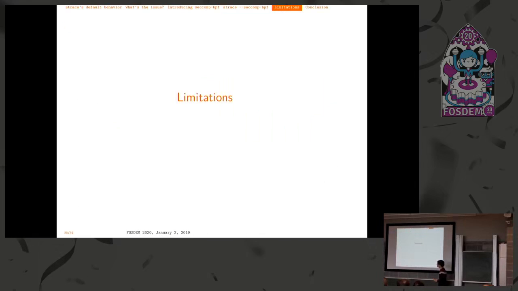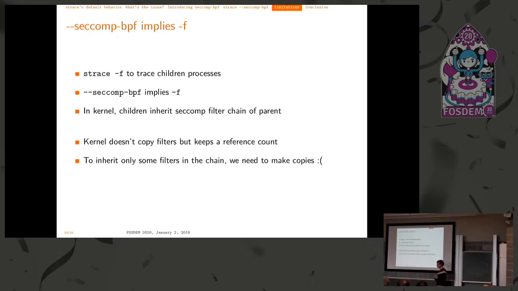Okay, some limitations of this option. The first limitation, which Dimitri already mentioned, is that seccomp BPF implies -f. So strace -f means that you're going to trace all of the children of your traced process when they fork, when they clone. The reason for that is that in the kernel, the children inherit a seccomp filter chain of programs from their parents. And the way they do this in the kernel is that they simply give a reference to the beginning of the chain to the children. So each child in the kernel will have a reference to the seccomp filter chain of the parent.